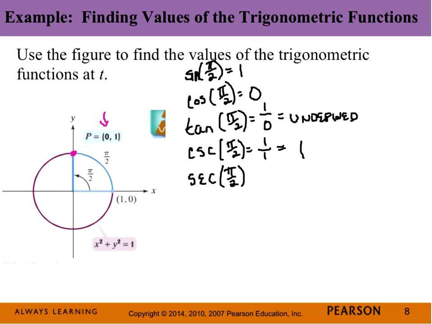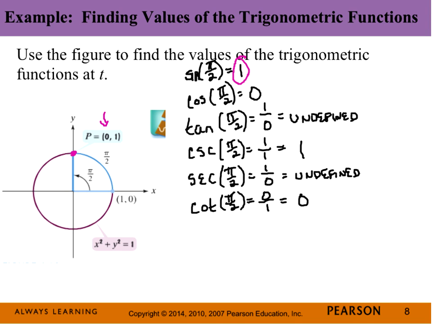Secant of pi over 2, and feel free to answer if you'd like in the chat window and try to beat me. For secant, I have 1 over x. That's 1 over 0, which is also undefined because division by 0 is undefined. And then cotangent of pi over 2 is equal to x over y, so that's 0 divided by 1, which is just 0. So I'll go back and mark my final answers on each of these.